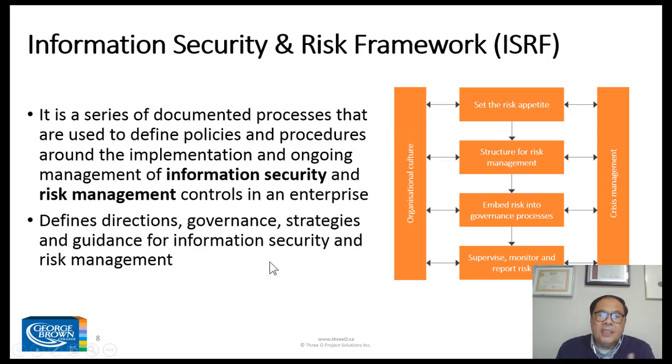If we look at the text explanation here on the left hand side, the information security and risk framework is a series of documented processes that are used to define policies and procedures around the implementation and ongoing management of information security and risk management controls in an enterprise. So the framework is nothing really magical. It's basically a set of documented processes. It's not something that people just acknowledge that they will do. No, it's something that is documented.